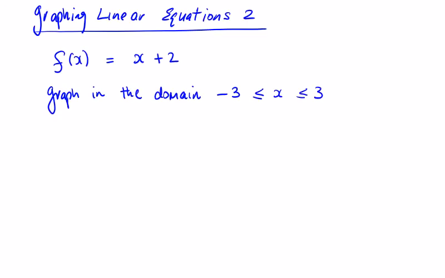So graphing linear equations 2. In this video, we're going to look at f of x. Now, f of x is equal to y. Just jot that down in your copy off to the side. f of x is equal to y. So y is equal to x plus 2, which would give us a very, very similar equation to what we were dealing with in linear equations 1.